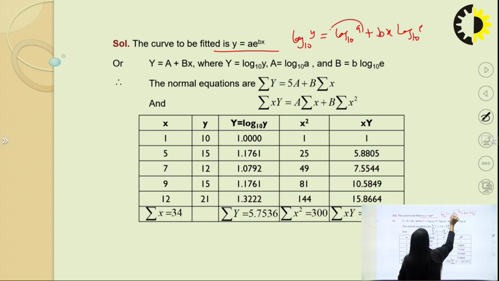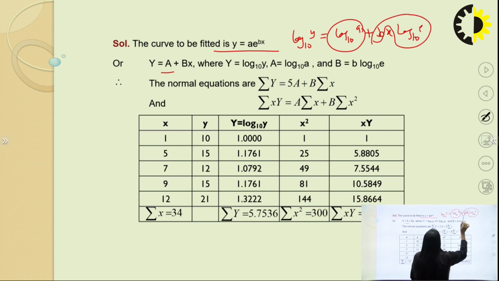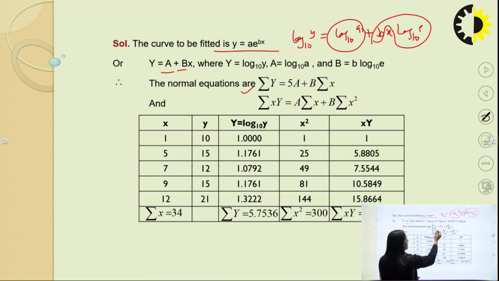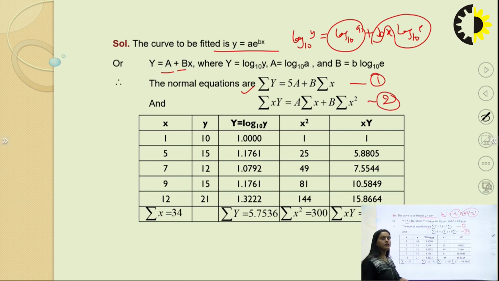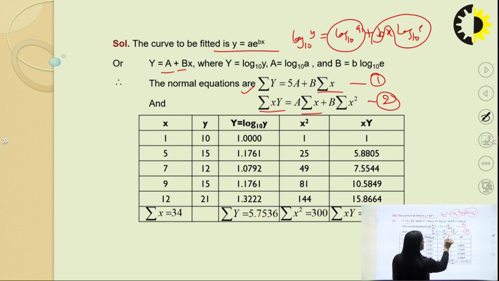Here log a to the base 10 is capital A, and b into log e to the base 10 is capital B, as already mentioned here. We will get two normal equations, equation number 1 and equation number 2. For finding capital A and capital B, we need summation Y, summation x, summation xY, and summation x square. Please remember, wherever capital Y is written, it must be capital Y, which means log of small y to the base 10.